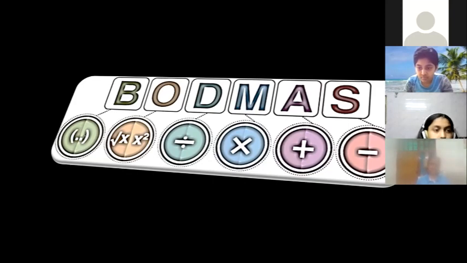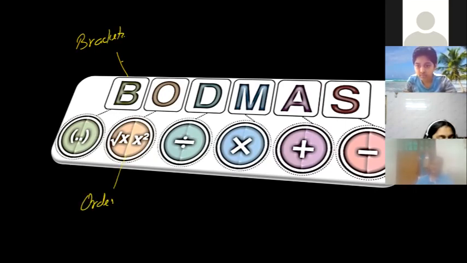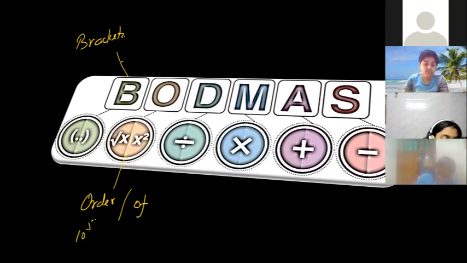Okay, so when we consider integers, we talk about the BODMAS rule, and you know what it is. These are the brackets, and O stands for order or of. So whenever you see order like 10 to the power 5, you will solve this one first, after bracket.